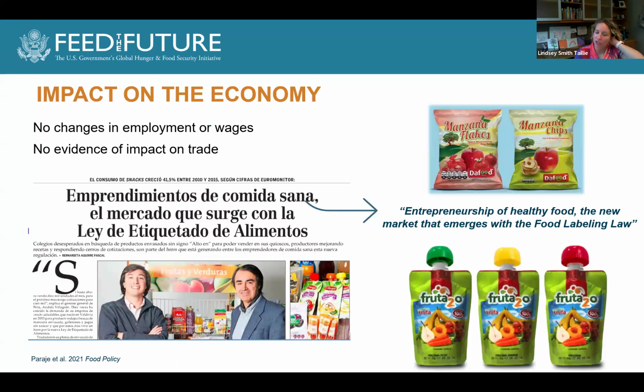So one of the major concerns that comes up with these types of policies in almost every country where I've worked is that it's going to have an impact on the economy. So the food industry, when they're lobbying against these types of regulations, will say, oh, this is going to kill us. This is going to put people out of work. So we've looked at this now in both Chile and Peru, which is the second country that implemented these labels. And we found that there has been no effect on the economy as a result, either in the food industry sector or at large. There are no changes in employment or wages, and no evidence of impact on trade.